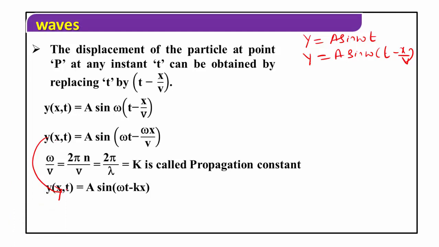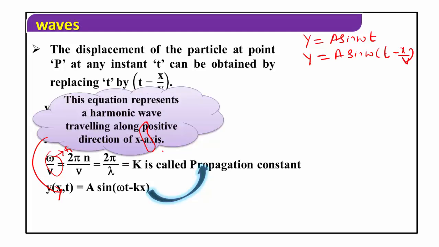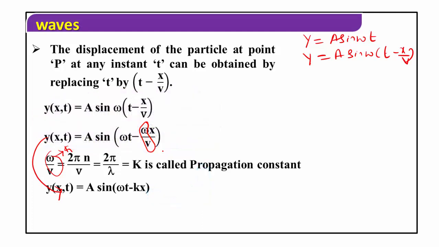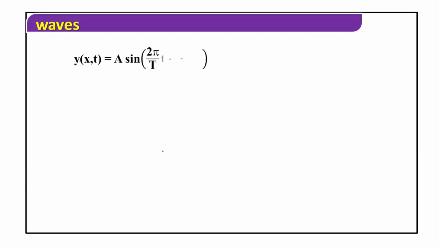y of x comma t is equal to a sine omega t minus omega divided by v, and omega divided by v is equal to k, times x. Therefore, this equation represents the harmonic wave traveling along the positive direction of the x-axis, or y of x comma t equals a sine kx minus omega t, along the positive x-axis or along the negative x-axis. Therefore, omega is equal to 2 pi by T.